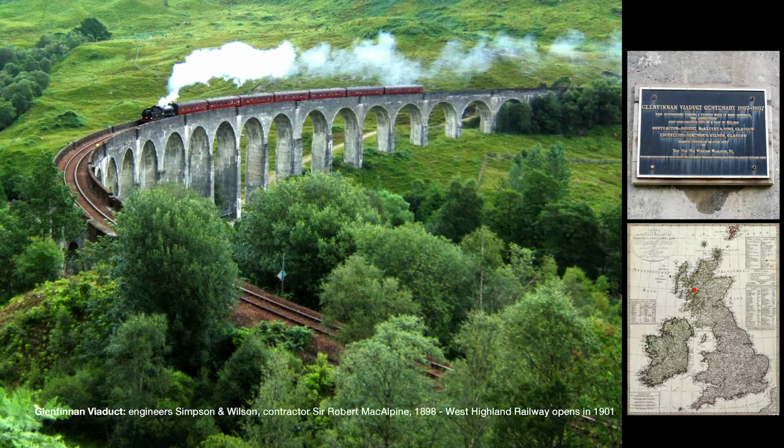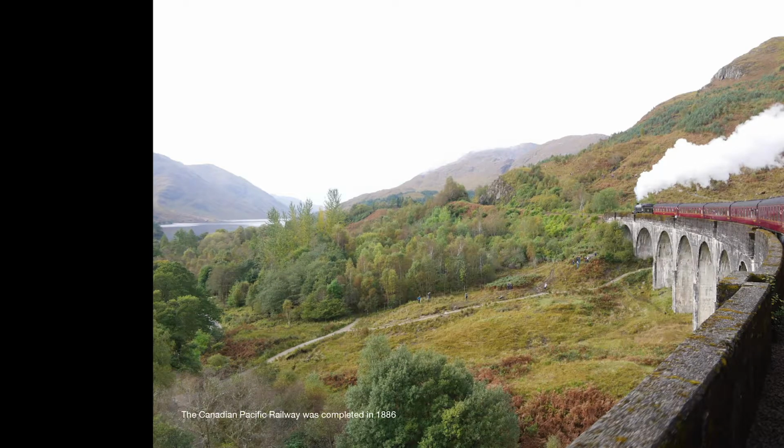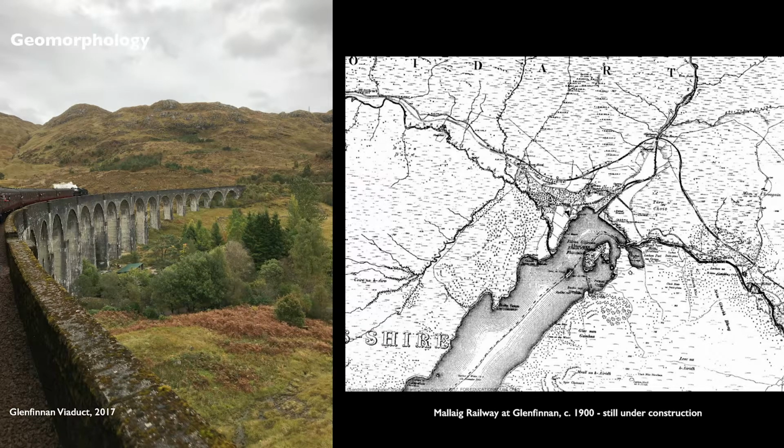But to Scotland, to the Highlands, to one of the last railway lines built in the British Isles. Designed by Simpson and Wilson, contractor was Sir Robert McAlpine, and it was completed in 1898. In comparison, the Canadian Pacific Railway was completed in 1886. So this really is a late railway in my little island. Here we see Glenfinnan Viaduct as it was nearly complete at the turn of the 19th century.